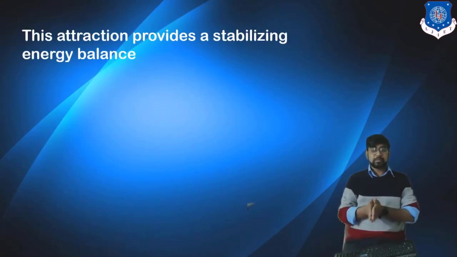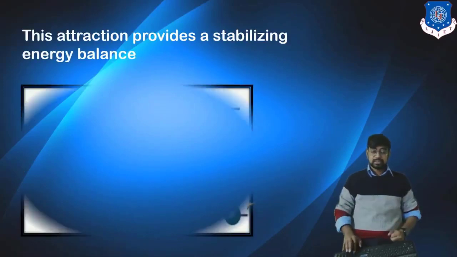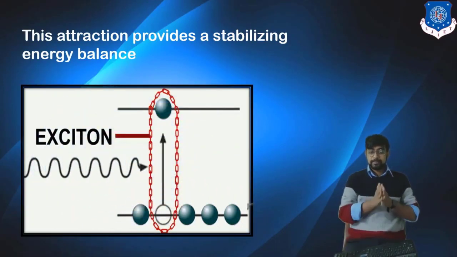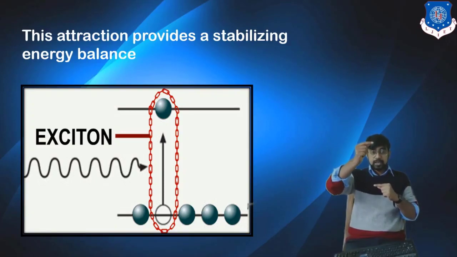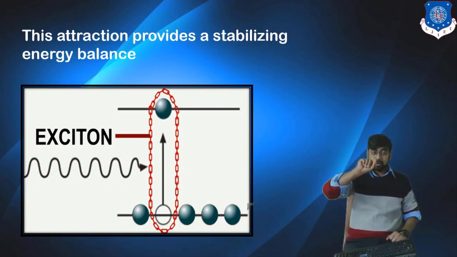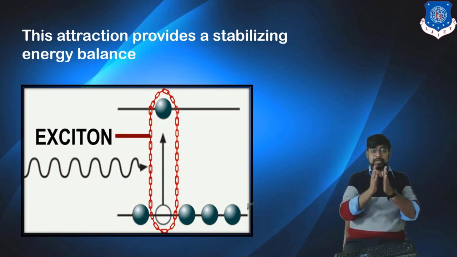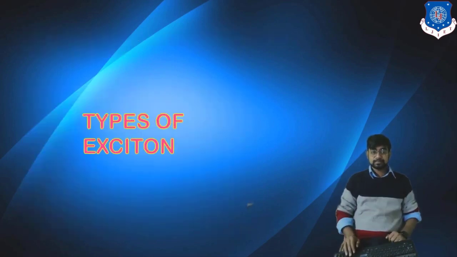Now this attraction provides a stabilizing energy balance. How it is providing, you can see that this is the exciton, and as mentioned in the previous one, it is going from the lower energy level to the higher energy level. Okay, and there is some bond between them, that is nothing but the electrostatic bond. Here you can see the ring-type thing. Okay, and this is the attraction that provides the energy balance.